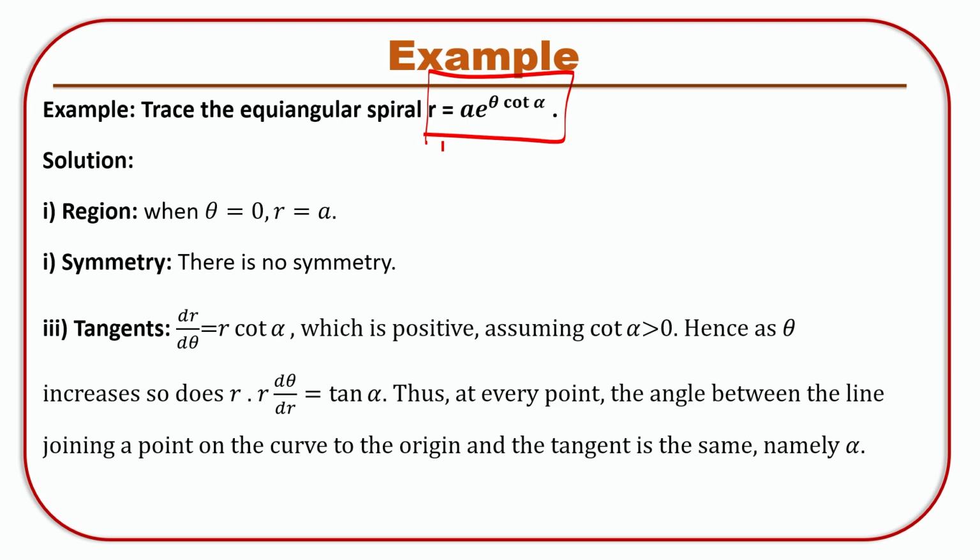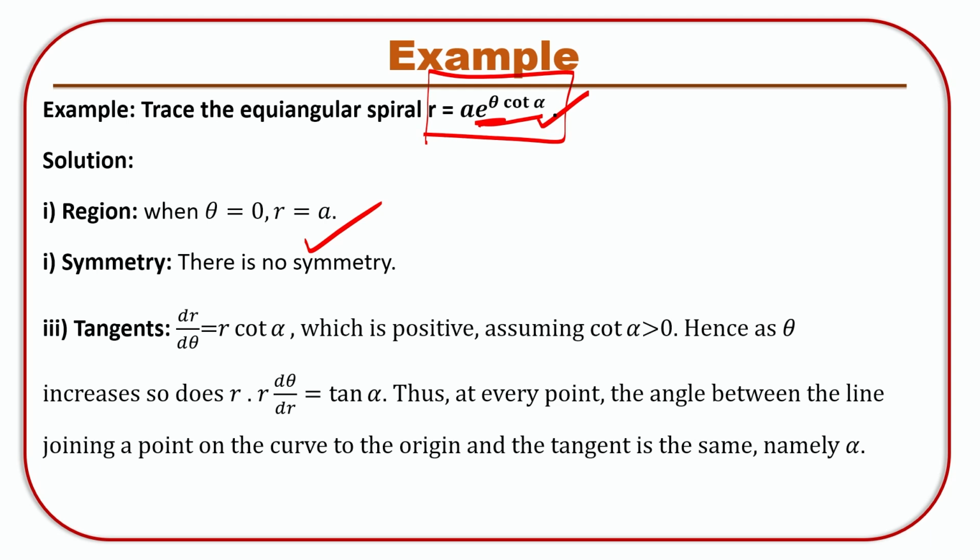So trace the equiangular spiral r equal to a e^(theta cot alpha). Let us first define the region. When theta equal to 0, e^(0 into cot alpha) will become e^0, which is 1, so r equal to a. So as theta equal to 0, r equal to a.